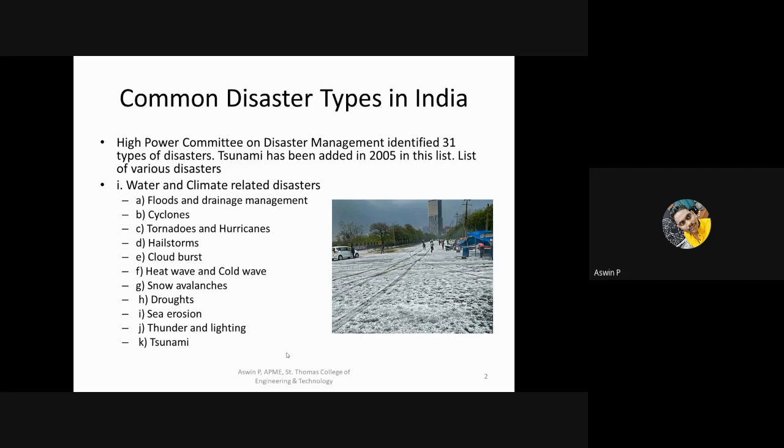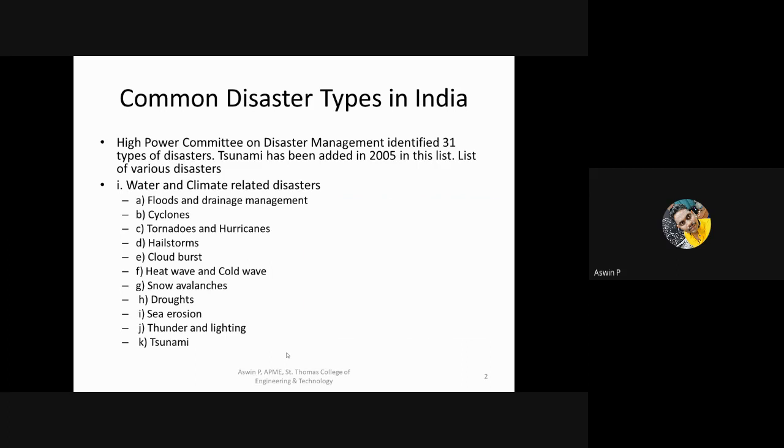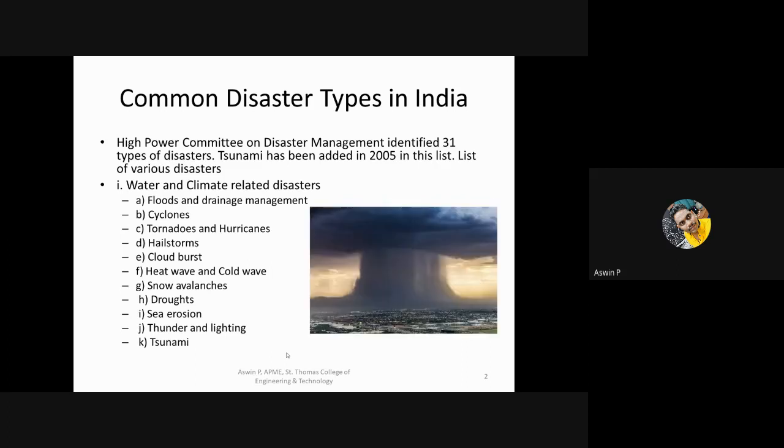And then comes the cloud burst. In a particular area, due to a change in pressure, there is a chance of bursting of a cloud. You can see that in a local area, there is a huge fall or bursting of cloud, as shown in the figure. This figure shows a cloud burst, that is, the breaking of a cloud.